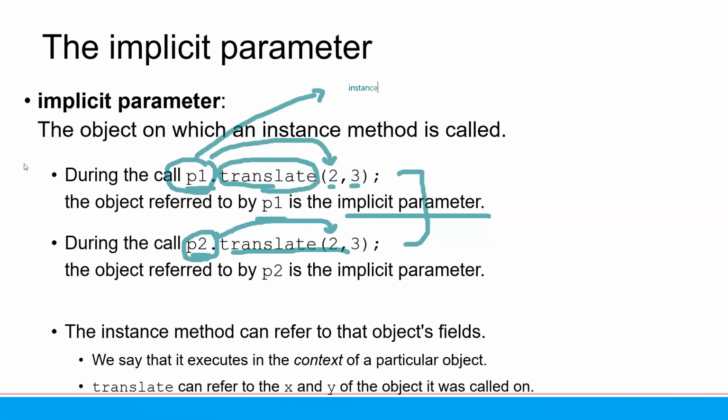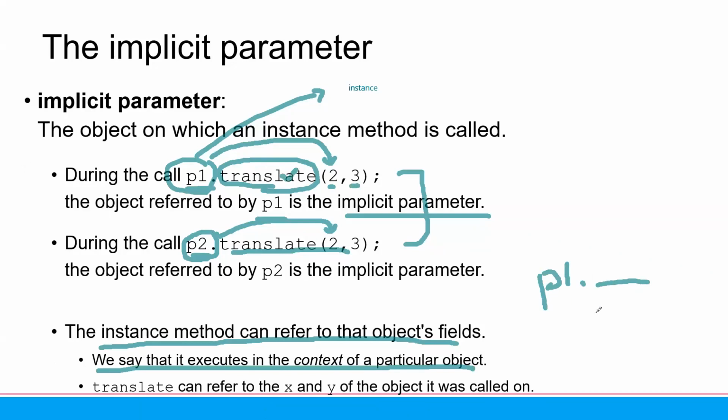An instance method can refer to the object's fields. What are object fields? We say that it executes in the context of a particular object. So if we have p1, it can have a lot of other methods. Now the example is only translate, but later we can check maybe the distance, or we can have another method. Translate can refer to the x and y of the object it was called on.